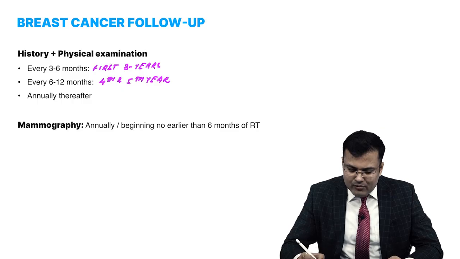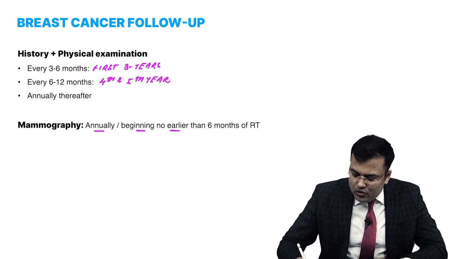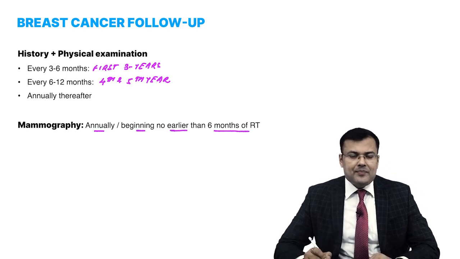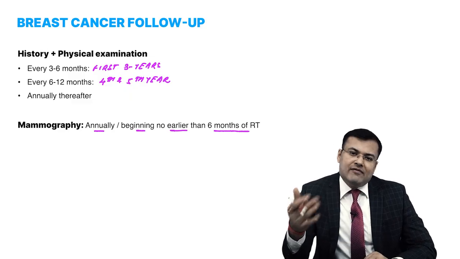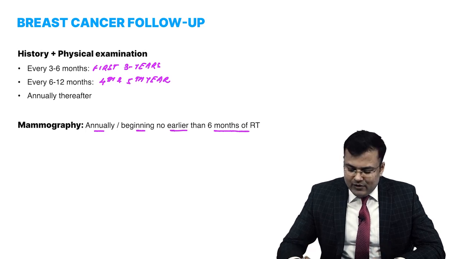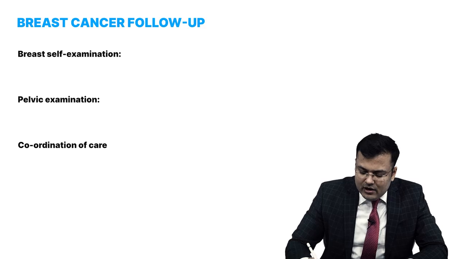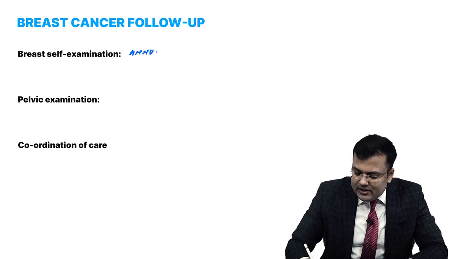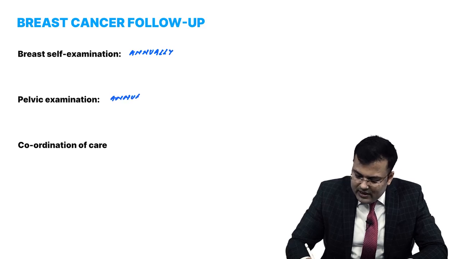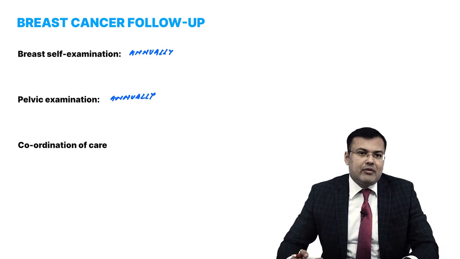Okay. Next, mammography. Mammography should be done annually, beginning no earlier than 6 months after radiotherapy. It means it should be done after 6 months of radiotherapy, and usually we should do the mammography annually. The patient should do breast self-examination. Pelvic examination should also be done annually. And there should be coordination of care between various health care providers, right?